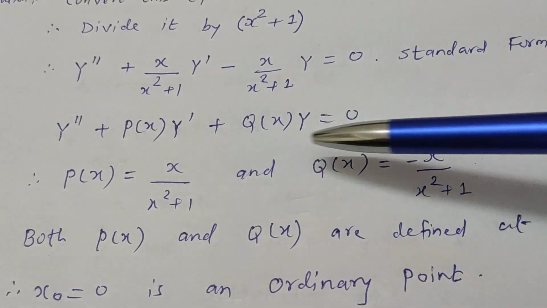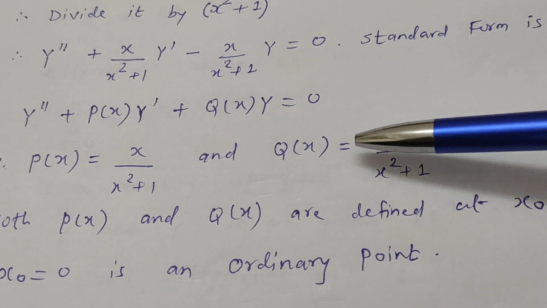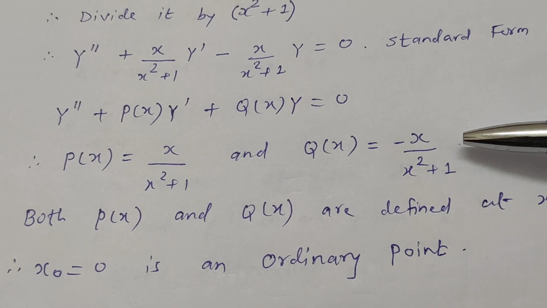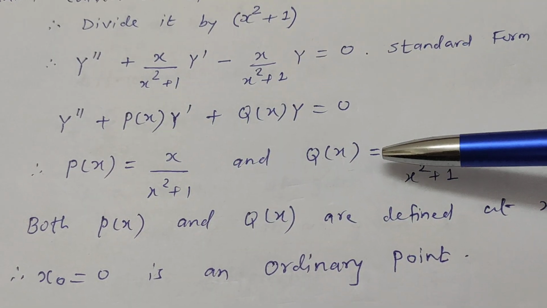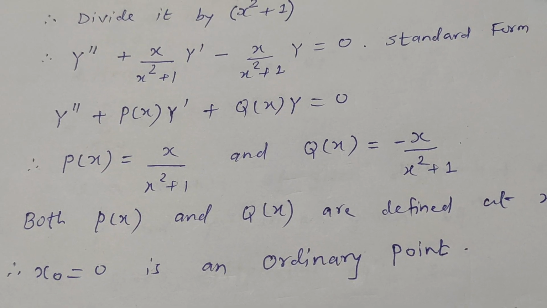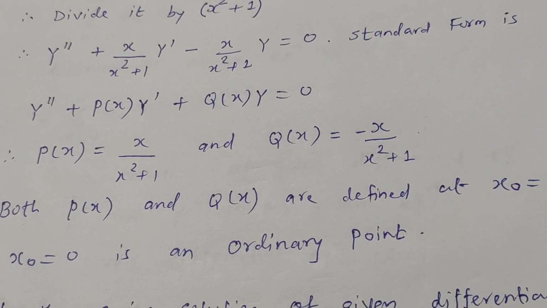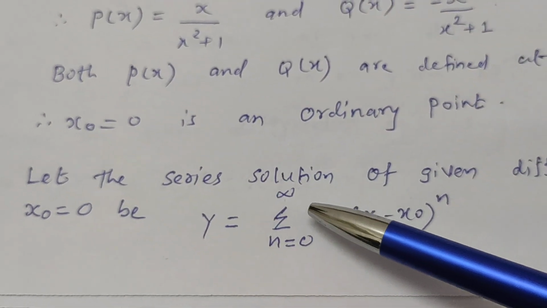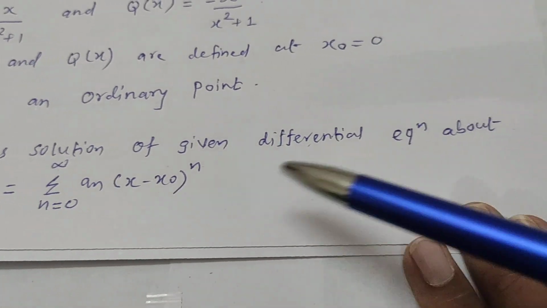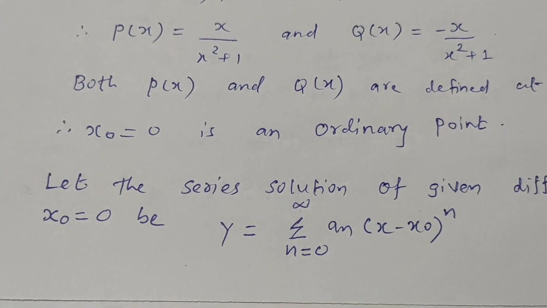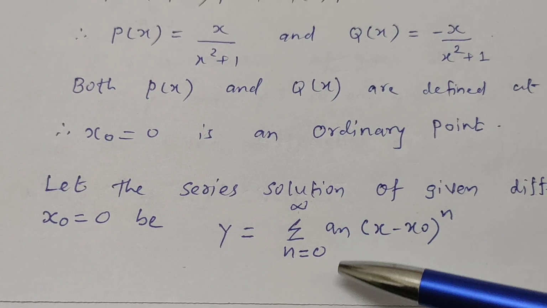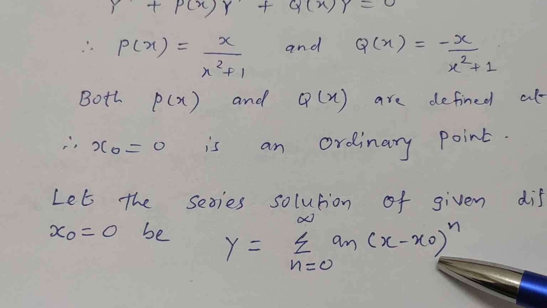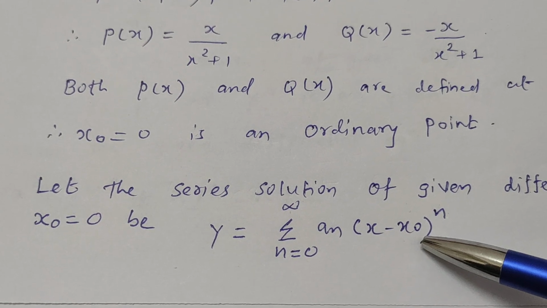So p(0) is 0, and if you put the value 0 in the function q(x), q(0) is −0/(0 + 1). It means again this is 0. So p(x) and q(x) both are defined at x0 equals 0. So x0 equals 0 is an ordinary point. Now let the series solution of the given differential equation about x0 equals 0 be y equals summation from n equals 0 to infinity of an (x − x0)^n, where x0 is an ordinary point. Here x0 equals 0 is an ordinary point.